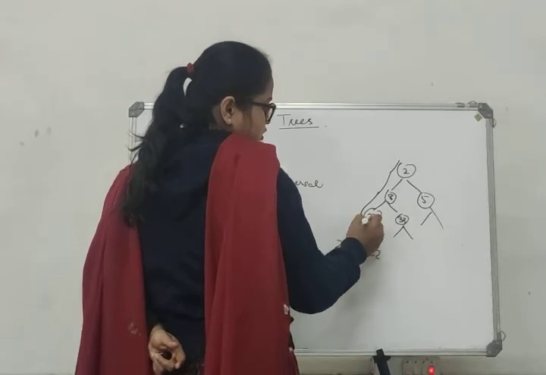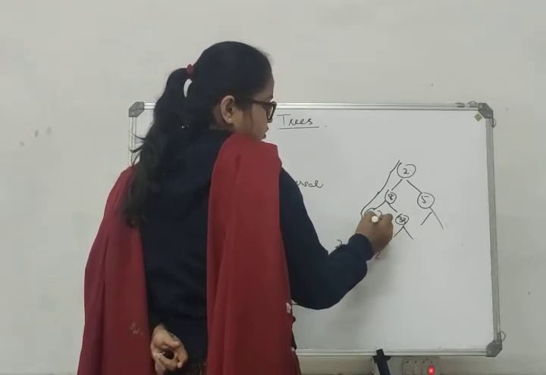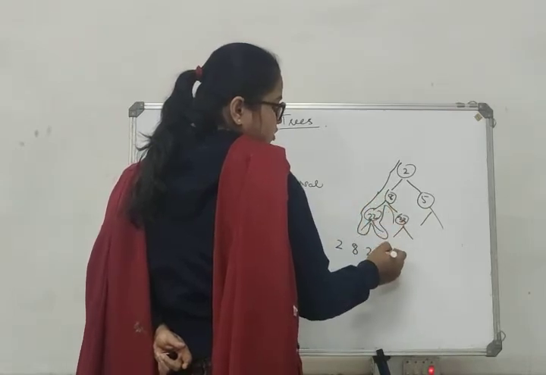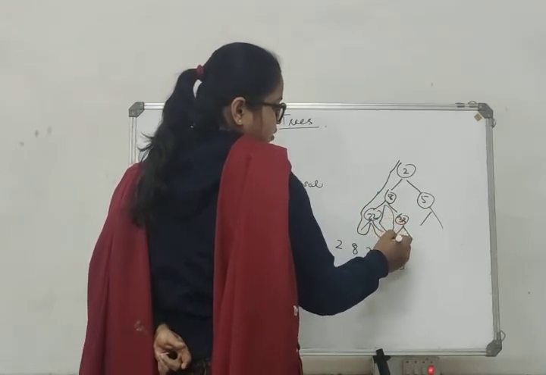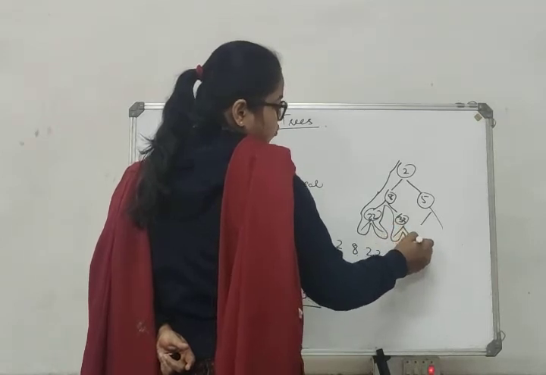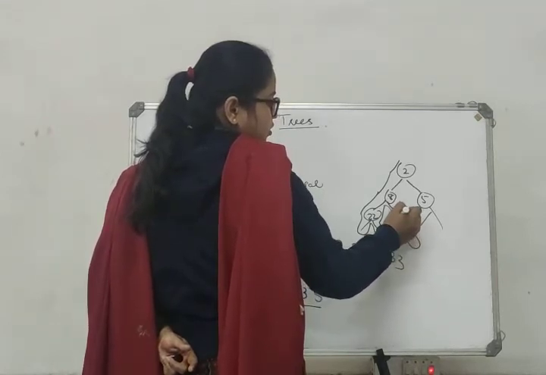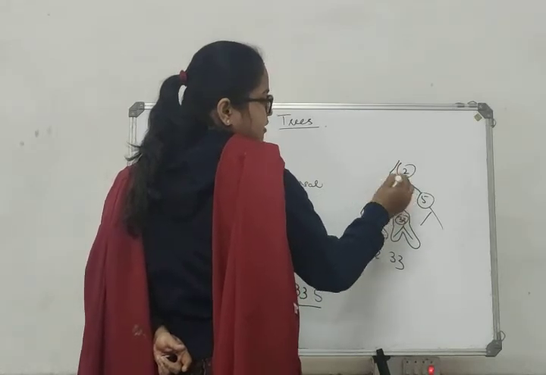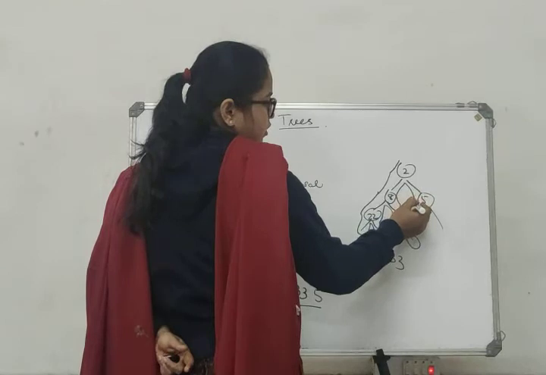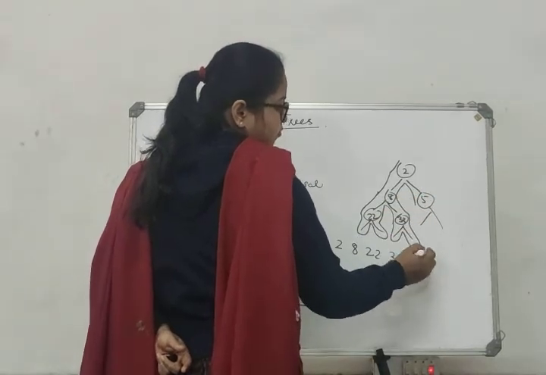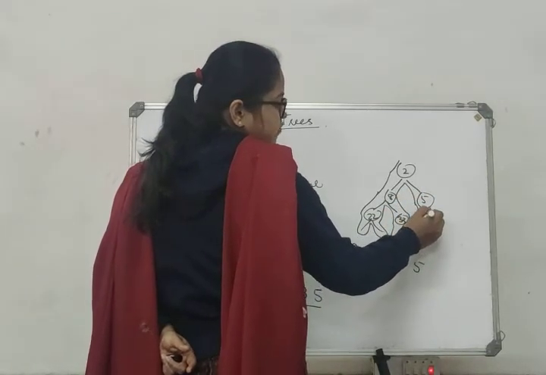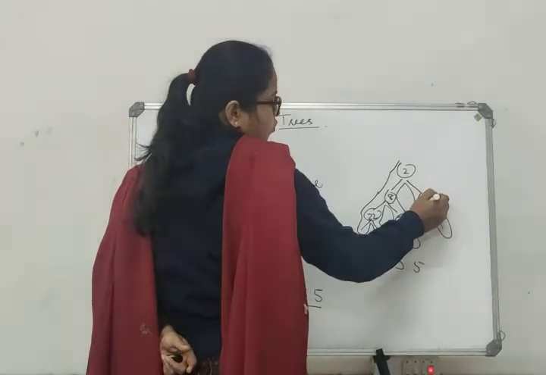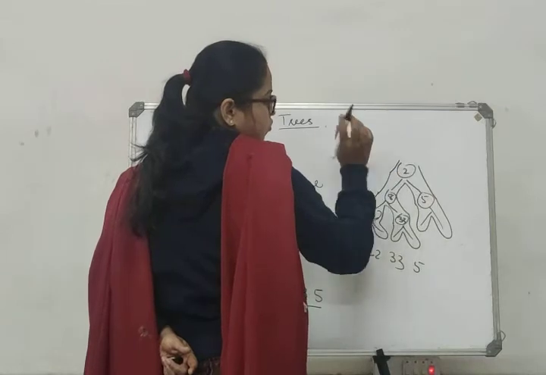Then second time visitation, don't do anything. Third time visitation, don't do anything. Second time visitation of 8, don't do anything. First time visitation of 33, print. Second and third time visitation of 33, don't do anything. Third time visitation of 8, don't do anything. Second time visitation of 2, don't do anything. First time visitation of 5, print. Second and third time visitation of 5, don't do anything. Third time visitation of 2, don't do anything.